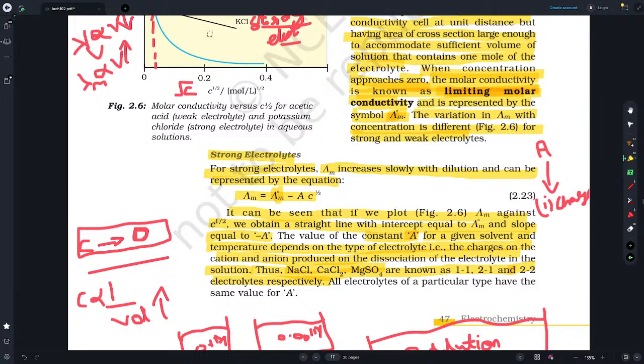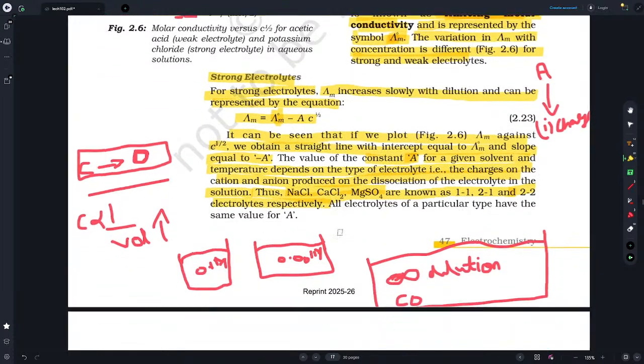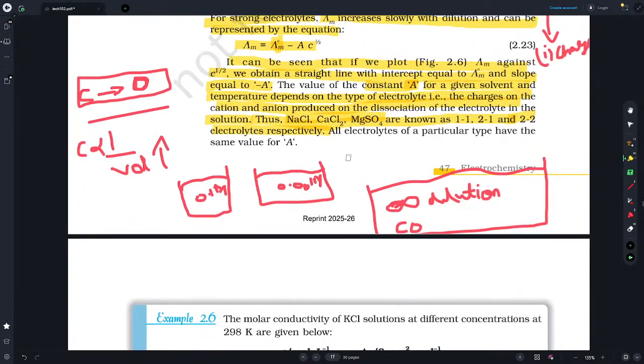Here Na will gain a +1 charge, whereas Cl will have a -1 charge. So it is 1-1, 2-1 and 2-2 electrolytes respectively. All electrolytes of a particular type have the same value for A.